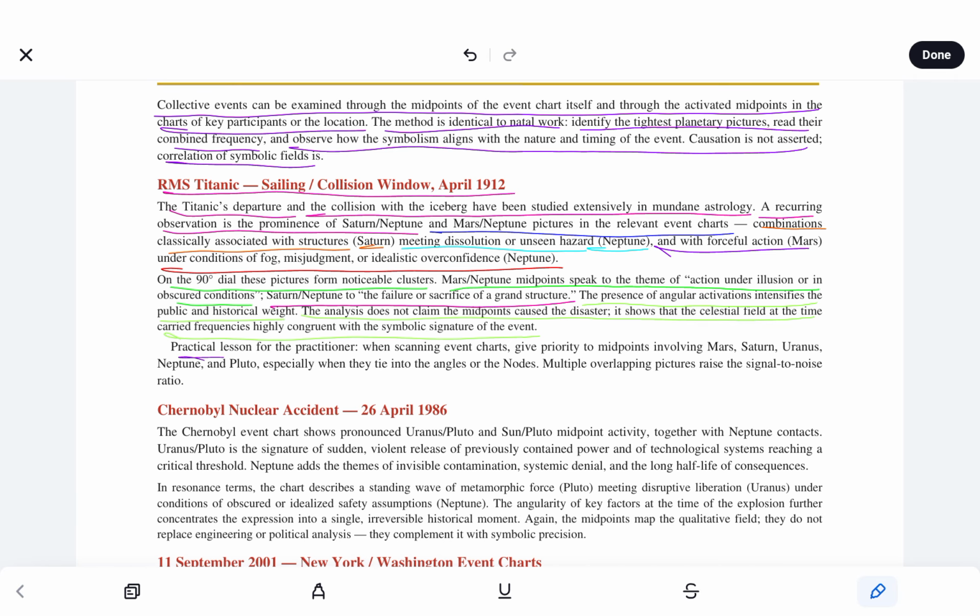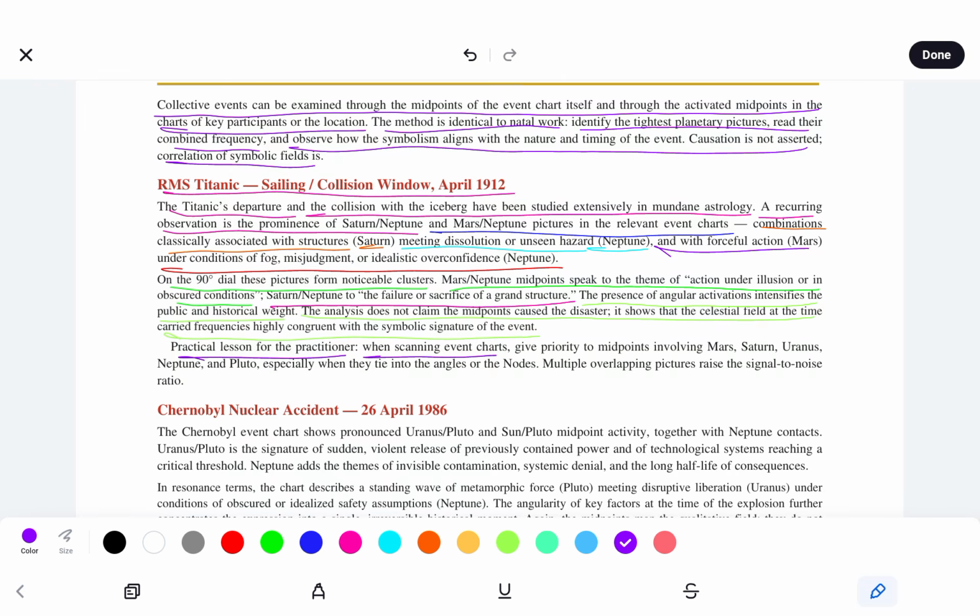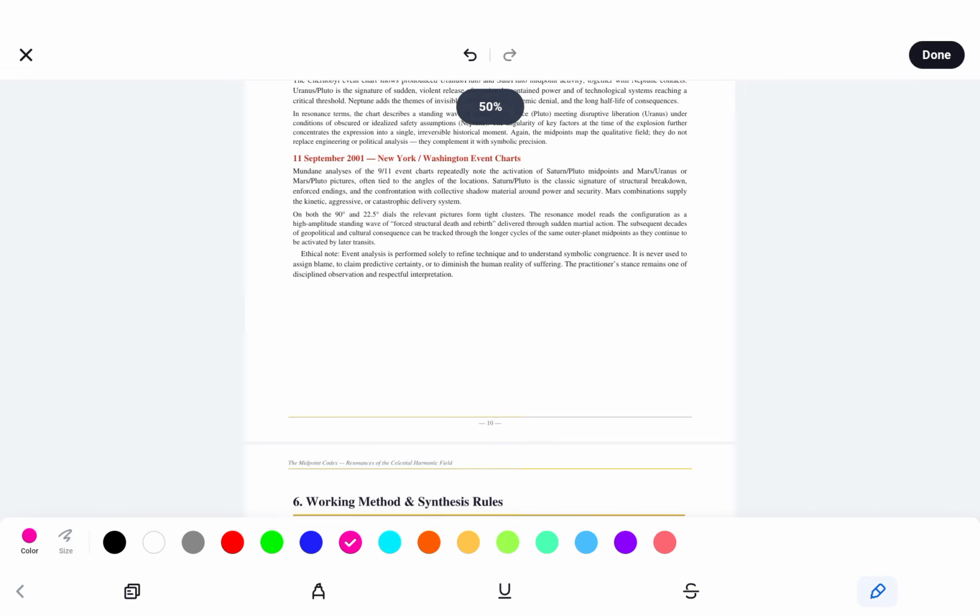There's a practical lesson here for the practitioner. When scanning event charts, give priority to midpoints involving Mars, Saturn, Uranus, Neptune, and Pluto, especially when they tie to the angles or the nodes. Multiple overlapping pictures raise the signal-to-noise ratio.